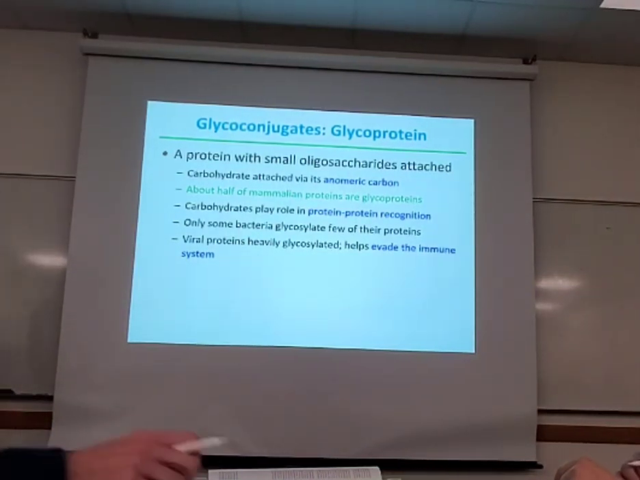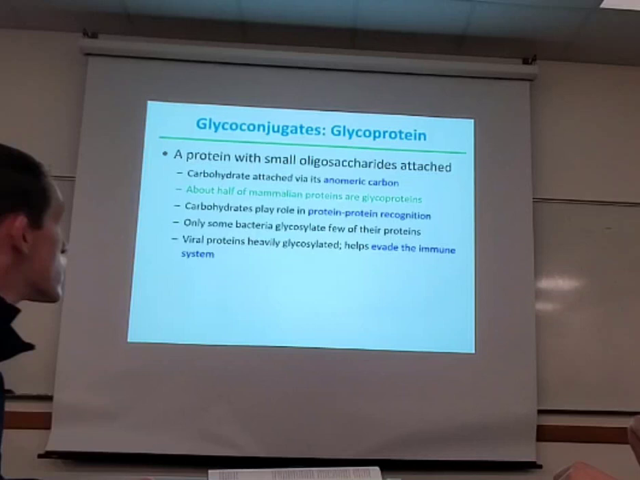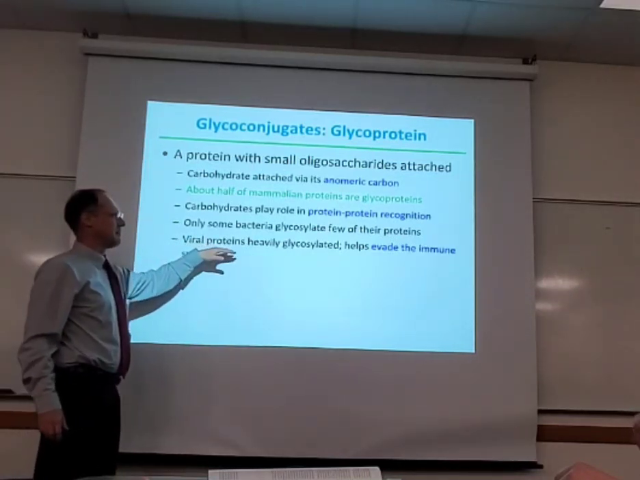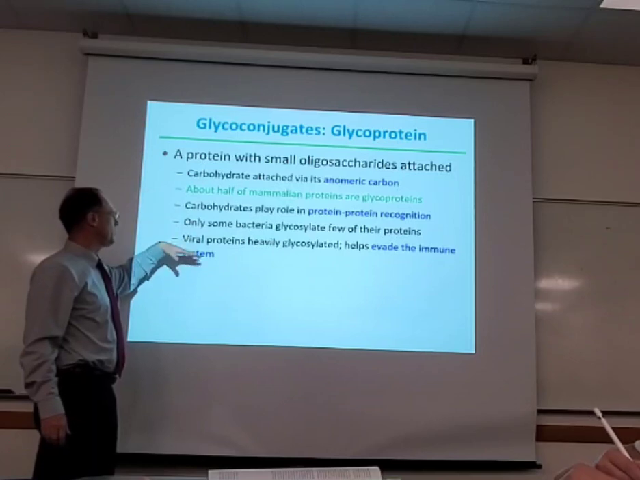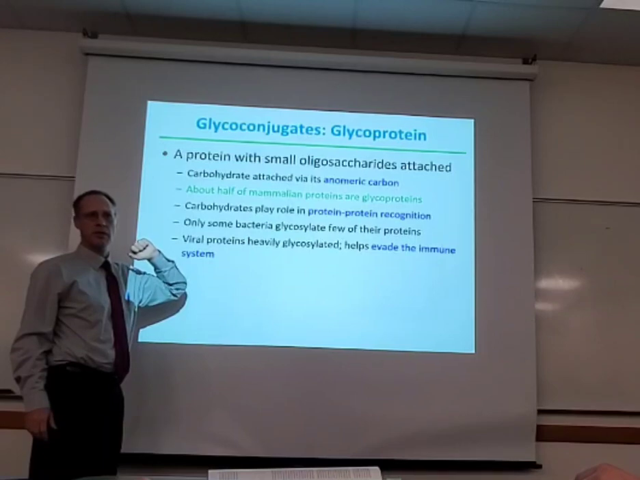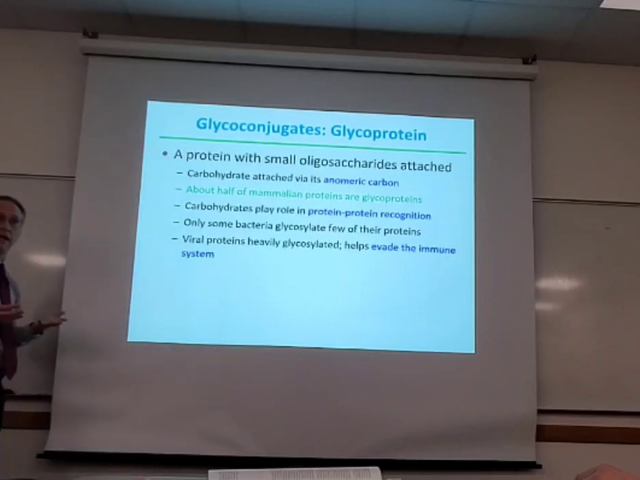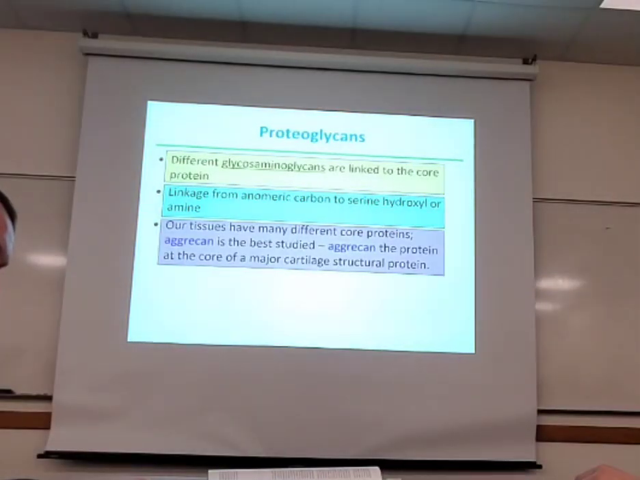All right, so glycoconjugates, glycoproteins. Half of mammalian proteins are these. That's a lot. So half of your proteins have sugars attached to them. They're attached via the anomeric carbon. This, when it's with viruses, allows them to evade the immune system. Only some bacteria glycosylate a very few of their proteins. That means bacteria are easy targets for your immune system to recognize, right? Viruses not so much, right?